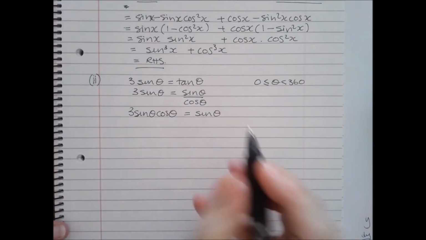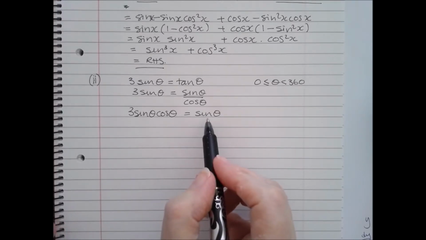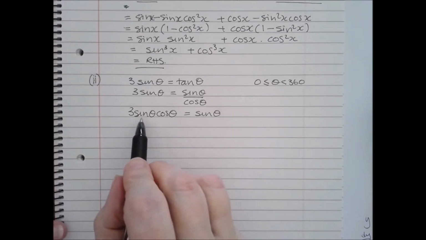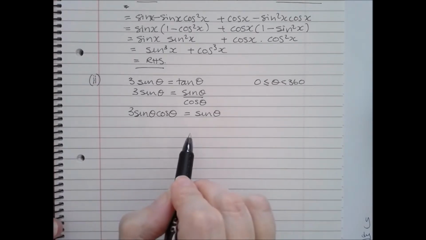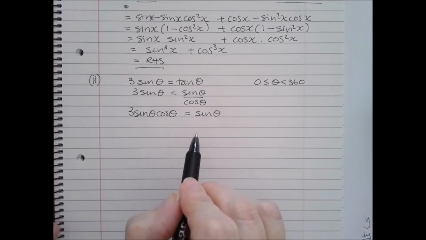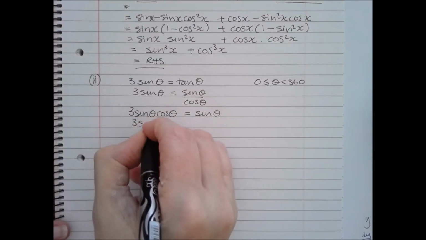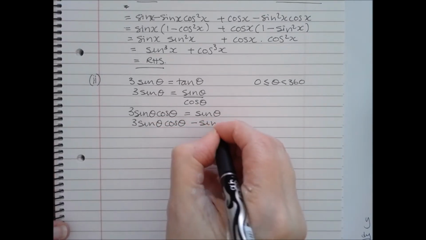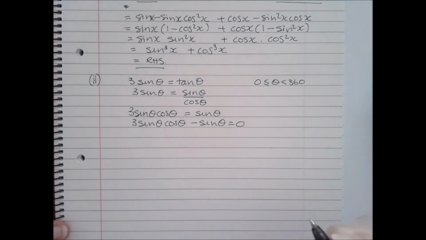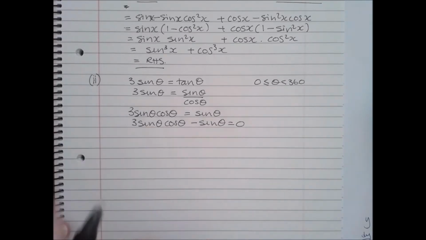Now the temptation here is to divide through by sine theta, but if you do that you lose solutions. You don't want to be dividing by variables when you're trying to solve equations. What you want to do is make the equation equal to 0 and then factorise. So everything onto the left hand side, so equal to 0, and now I've got sine theta as a common factor in both terms.